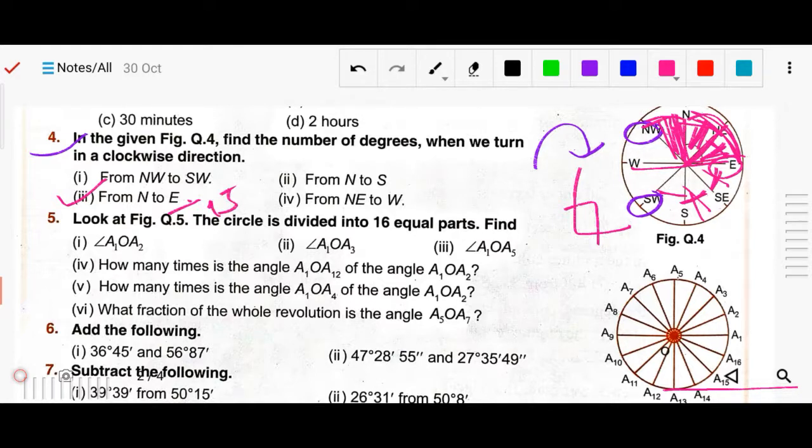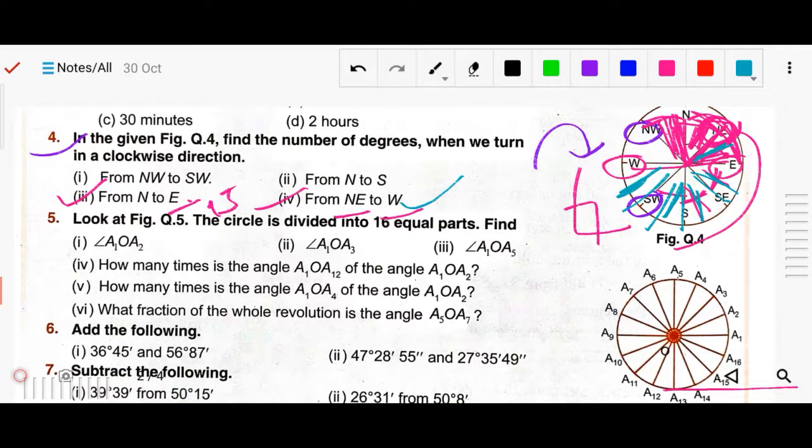Okay, now number 4, you can see northeast to west. So where is the northeast? Here is the northeast. Okay, to the west here, and clockwise. So this side we will move. Check how many portions: 1 2 3 4 and 5. So simply you multiply 45 into 5, so you will get 225. Okay, so in this case it is divided by 45 degree angles.